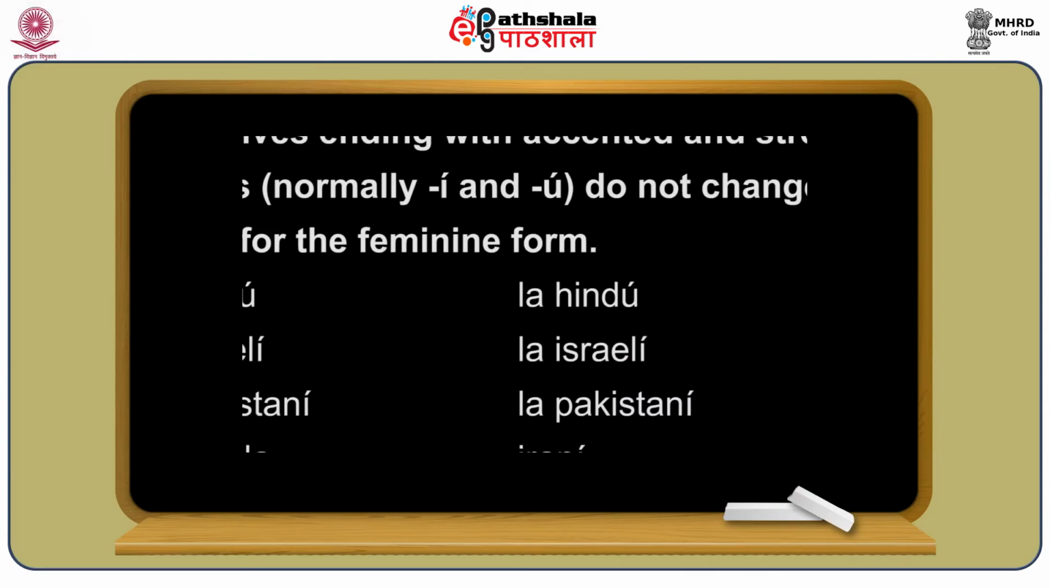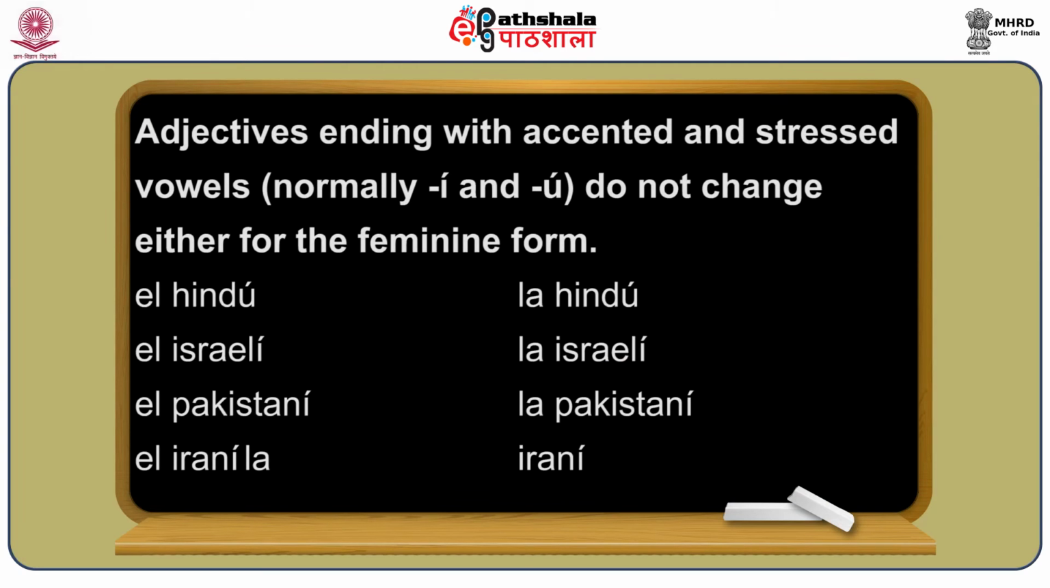Now there are adjectives which end with accented and stressed vowels. Normally í with accent and ú with accent do not change either for the feminine or for the masculine form. For example, hindú remains the same for both genders, meaning Hindu. Israelí remains the same for both genders, meaning Israeli. Pakistaní also remains the same, meaning Pakistani, and iraní also is the same for both genders, meaning Iranian.